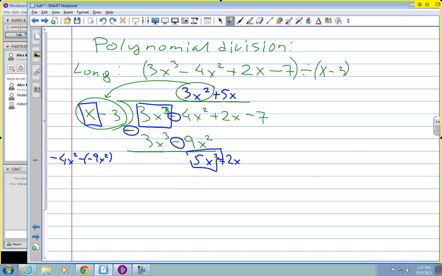Then we'll multiply by the divisor. So 5x times the divisor gives us 5x squared minus 15x. Is that right, when you multiply back? And what happens when you subtract? So 5x squared and 5x squared cancel out. 17x. It's positive 2 minus negative 15, so that's 17x. And then drop the last number down. Negative 7 comes down.